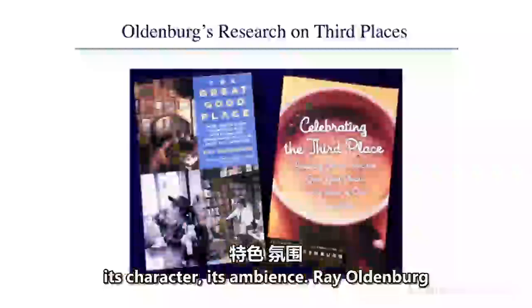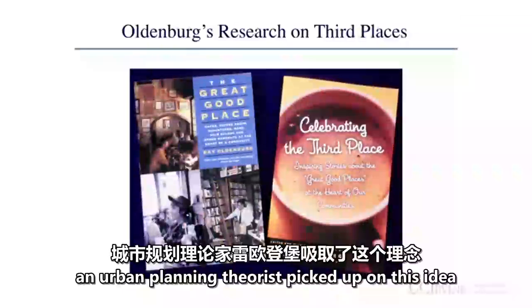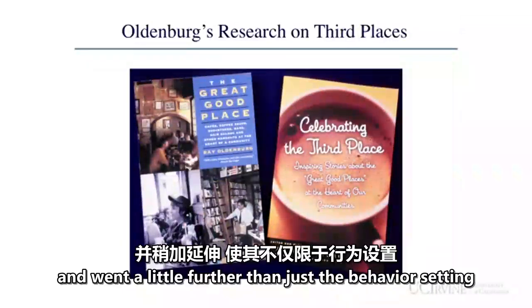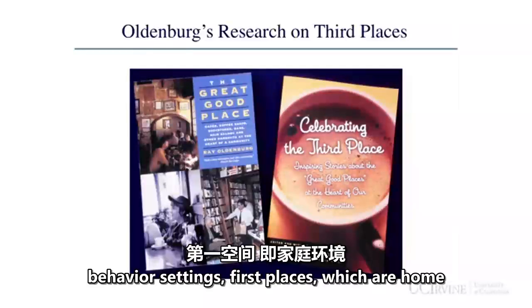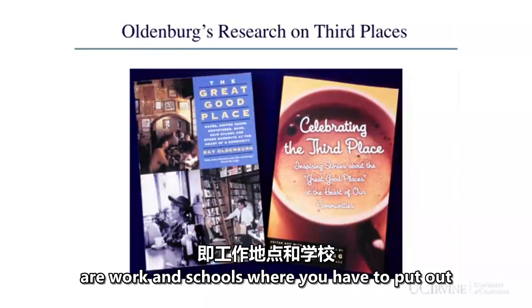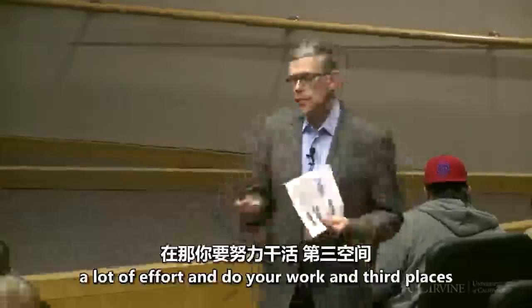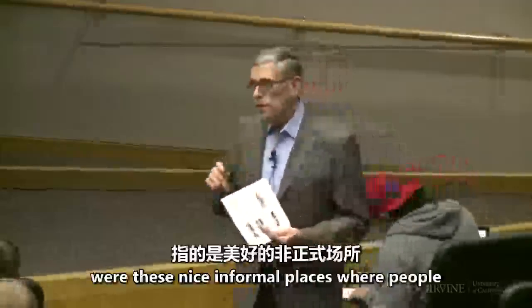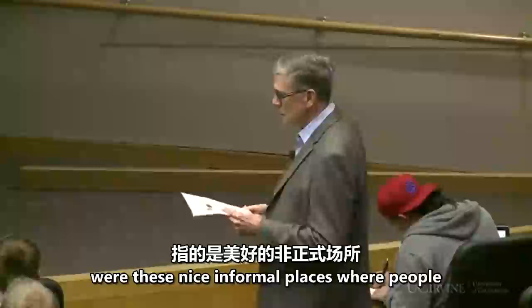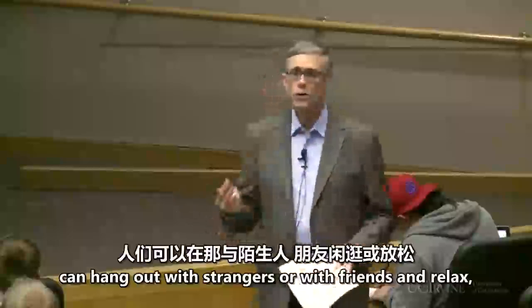So Ray Oldenburg, an urban planning theorist, picked up on this idea and went a little further than just the behavior setting, and he said, well, there are different categories of behavior settings. First places, which are sort of home and family environments. Second places, which are work and school, where you have to put out a lot of effort and do your work. And third places, which were the kind of linchpin of his theory, were these nice informal places where people could hang out with strangers or with friends and relax.